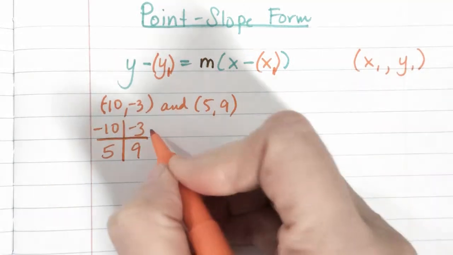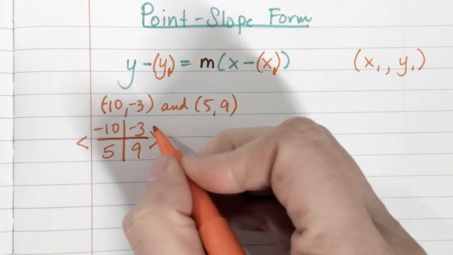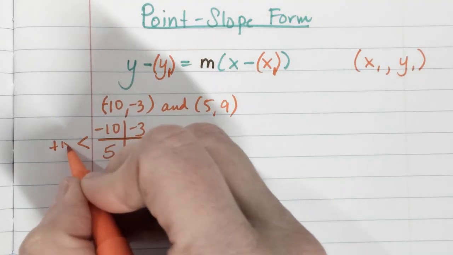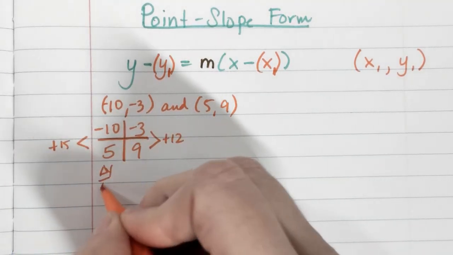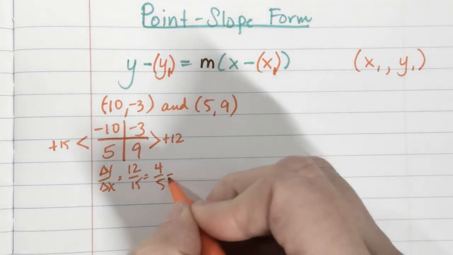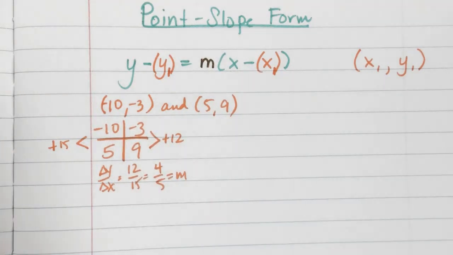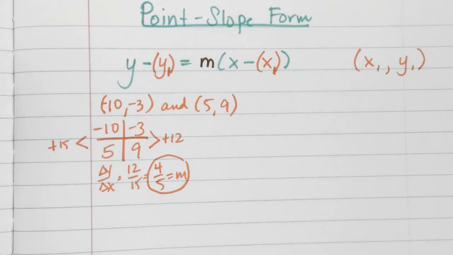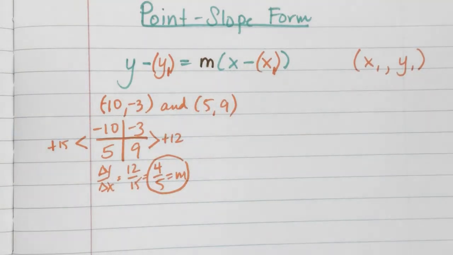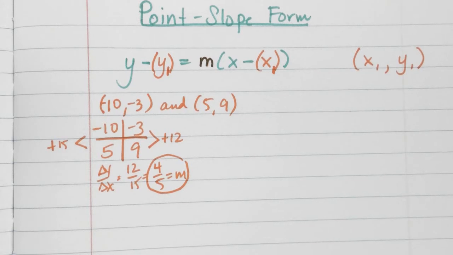I put them in a tiny table. I find delta y and delta x. To get from 3 to 9, I add 12. To get from negative 10 to 5, I add 15. I put delta y over delta x, and I get 12 over 15, which reduces to 4/5. So that's my slope. My slope is 4/5. Okay? So I have the slope, and I've got 2 points to choose from. I'm going to pick the one that looks easiest. Okay? To me, 5, 9 looks easiest because there are no negatives. I do not like negatives. I'm going to make all kinds of silly mistakes when I'm dealing with negatives.